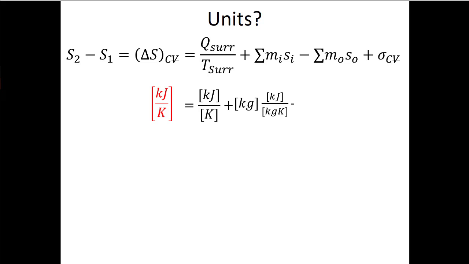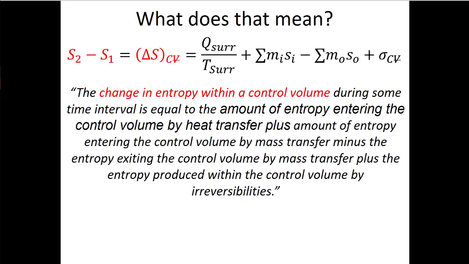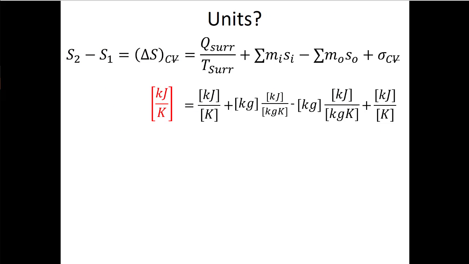right? We can check the units here. The mass in kilograms times kilojoules per kilogram Kelvin, and we'll get kilojoules per Kelvin. That's the same for the next term, which must mean that my entropy generation term is also in kilojoules per Kelvin, right? So I'll give you a second to write that down.